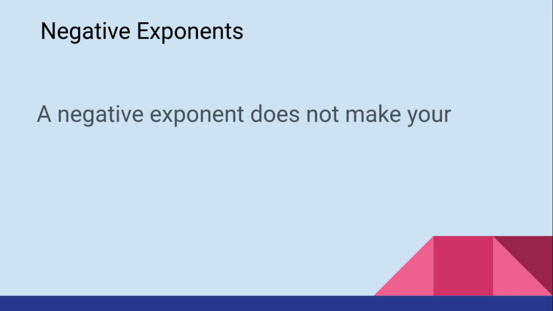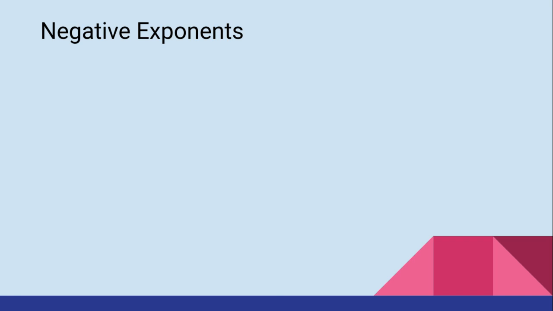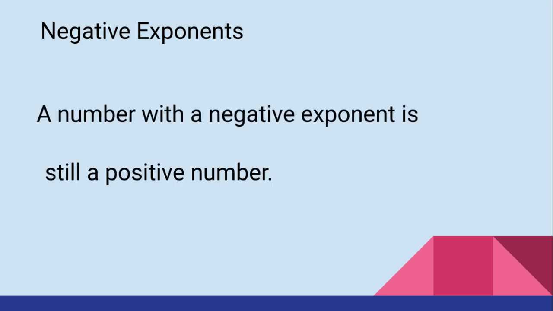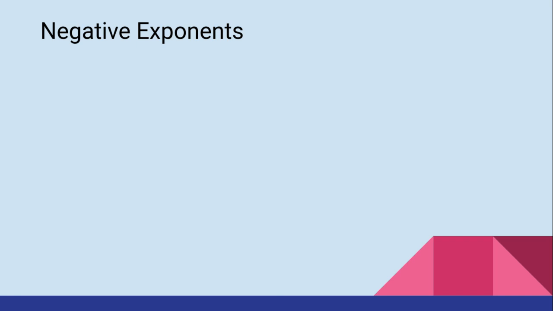Now, a negative exponent does not make your answer negative. I see that a lot. That comes up on your SOL test, where they'll give you a false answer that looks like a negative number, but a negative exponent never makes your answer negative. A number with a negative exponent is always positive. So if it can't be negative, it has to be positive. So that's kind of a give me there.